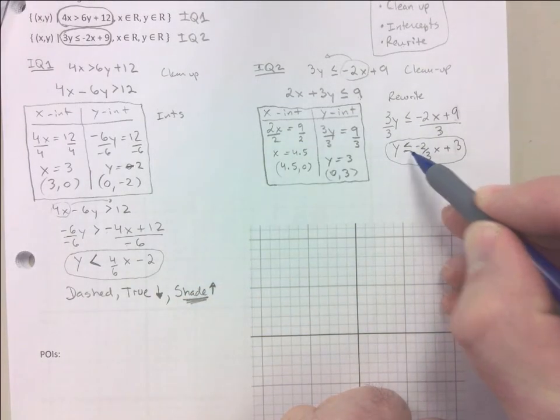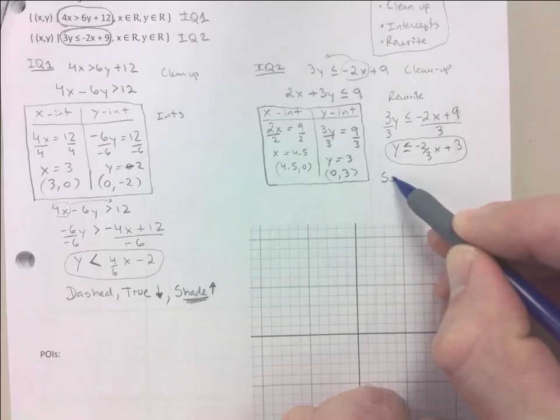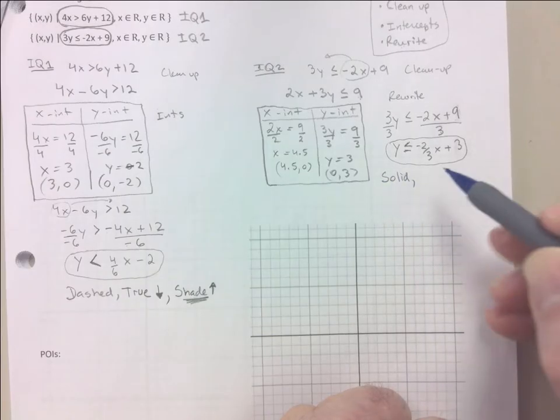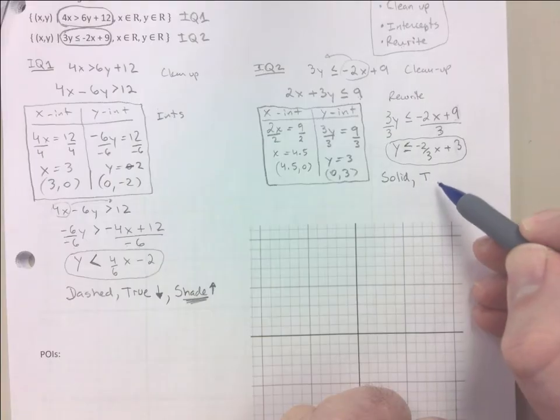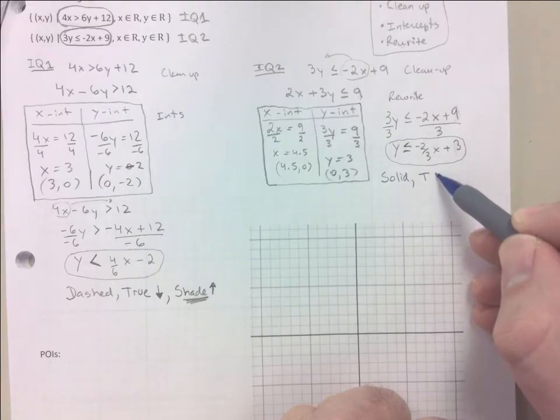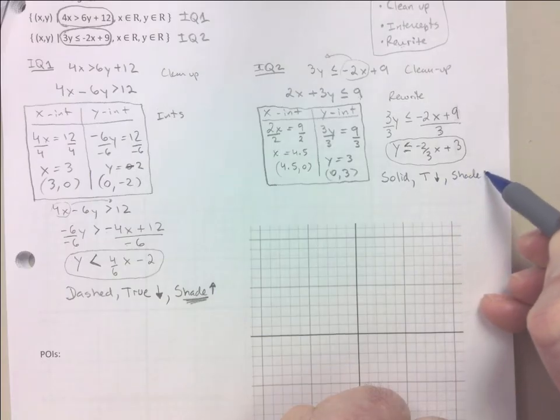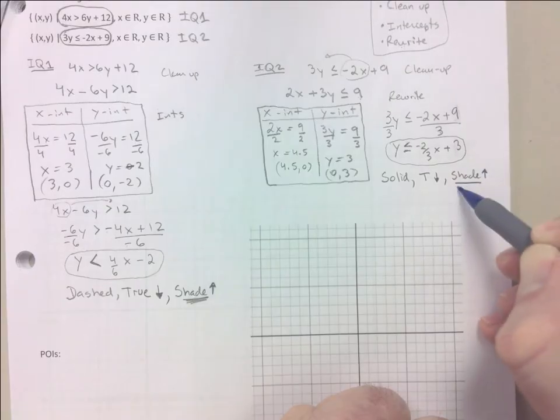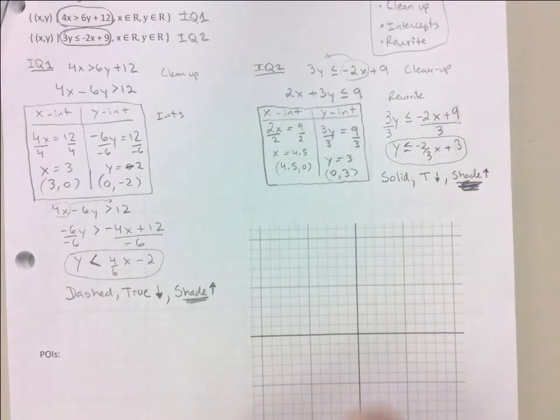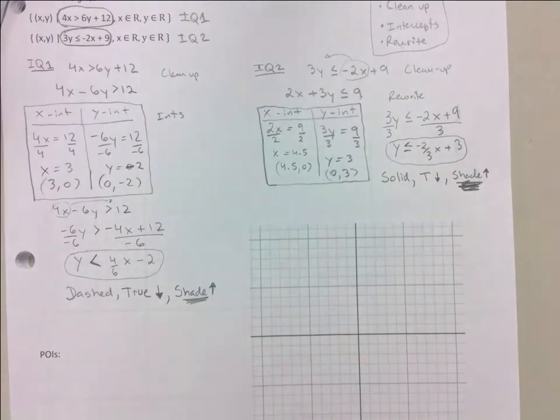Because it's less than or equal to, first of all, I know this is a solid line. The true region is below as well. I'm going to shade above. This is the one I want to focus on. Now we're ready to go. Ready to graph. Not go home yet, but graph.